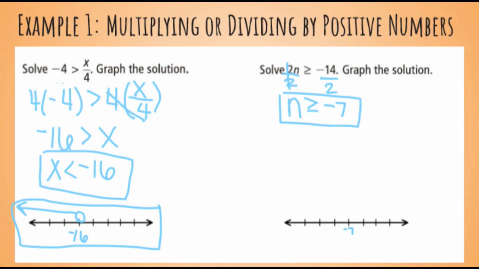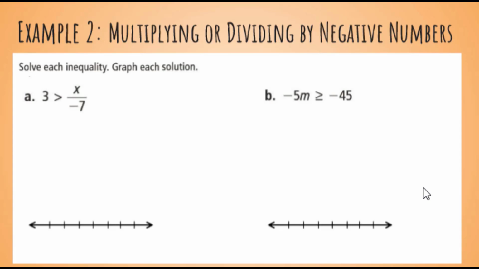So we're going to label our tick mark -7. This time we're using a closed point because it's equal to, and our inequality is pointing to the right, so we are going to shade to the right. And here is our second answer. Example 2 is multiplying or dividing by negative numbers. And what's important about when you're multiplying or dividing by negative numbers is that you need to flip the inequality symbol.